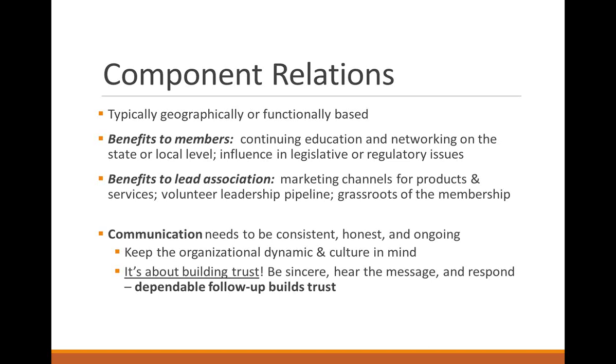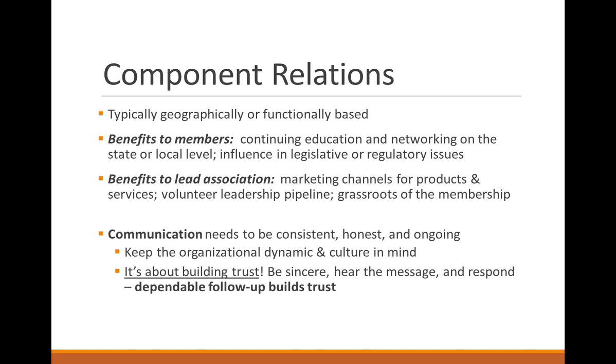Okay, component relations. These are typically geographically or functionally based. Some benefits to the members are they can get continuing education and networking on the state or local level. And they have influence in legislative or regulatory issues in their specific area. Benefits to the lead association are that they're great marketing channels for products and services. They serve as a volunteer leadership pipeline, and the membership can feel like they have a personal, closer connection, more of a grassroots effort.